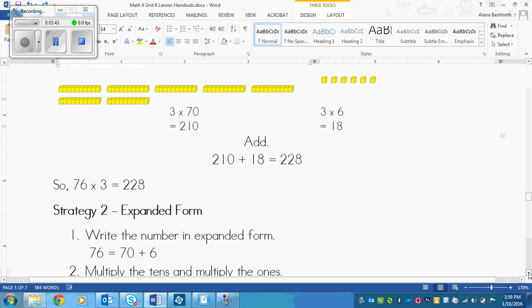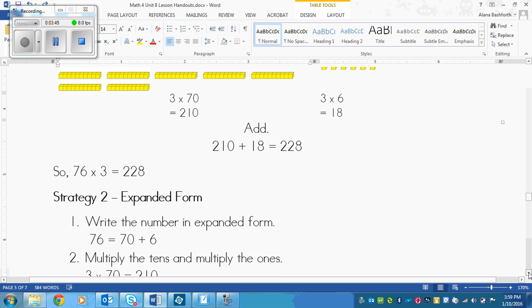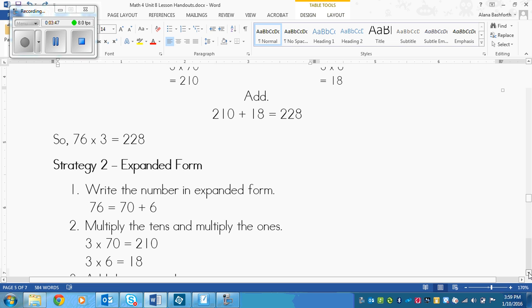Then, after I put it into expanded form, this is what I need to do. I need to multiply the 10s and multiply the 1s by 3. Okay, so I would go 3 times 70. There's 70, so 3 times 70, and that equals 210. And then I would go 3 times 6. So there's the 6. So 3 times 6 equals 18.